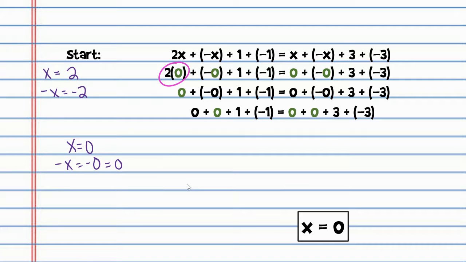All right, and then I am set to just add and subtract from left to right on both sides of the equal sign. So on the left, 0 plus 0 is 0. I still have my plus 1 plus negative 1. 0 plus 1 is 1, plus negative 1 gives me 0 for the left side. On the right side, I'll start with 0 plus 0, which is again 0. 0 plus 3 is 3. 3 plus negative 3 gives me a total of 0 again. All right, so this means that our solution of x is equal to 0 was correct.